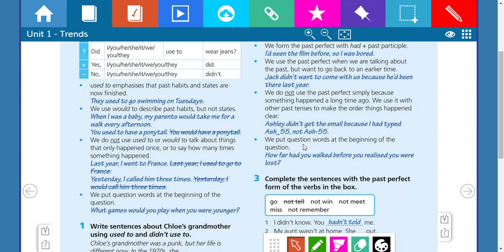We put question words at the beginning of the question. How far had you walked before you realized you were lost? Yes, we put question words at the beginning of the question, not only at the end.